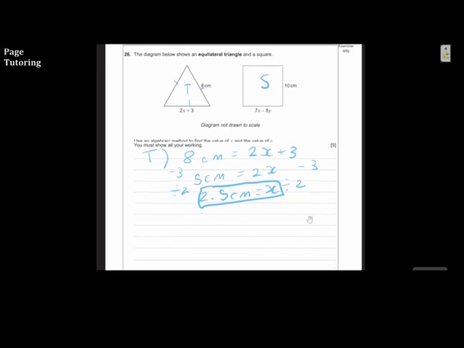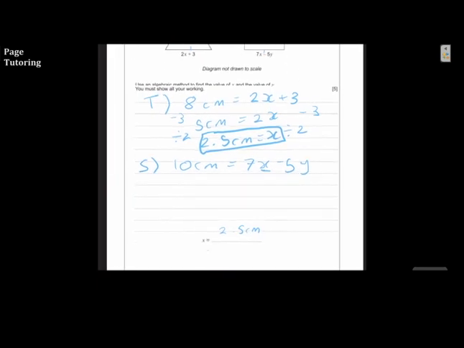So let's try and get that y. So now we're looking at the square. A square, we know that all the sides of a square are equal. So we can even put them little dashes in if you wanted to show that in the diagram. So that means that 10 centimeters is equal to 7x minus 5y. Well, at the moment we have 2 unknown variables, but that x, we know what that is now. So what we can do is just substitute that value straight in. So we could say 10 centimeters equals 7, we can put it in brackets, 2.5 centimeters minus 5y.